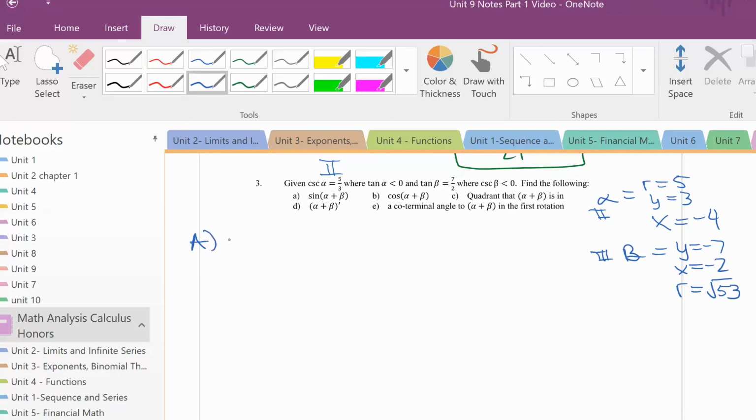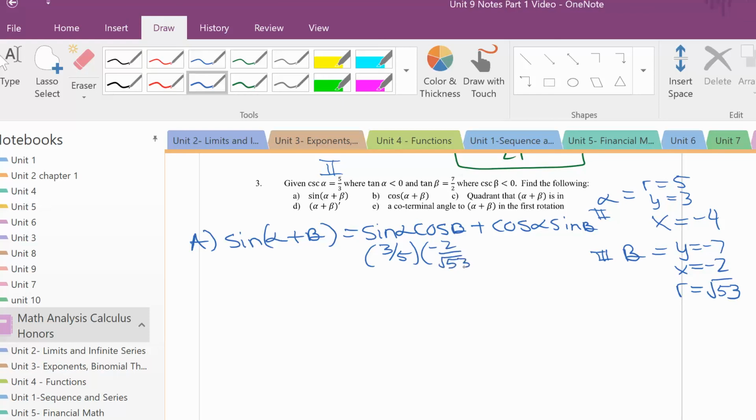So if we do the first one, sine of alpha plus beta, remember that's sine alpha cosine beta plus cosine alpha sine beta. Sine alpha is going to be 3/5. Cosine beta is going to be negative 2 over rad 53. Plus cosine alpha is negative 4/5. And sine beta is negative 7 over rad 53.